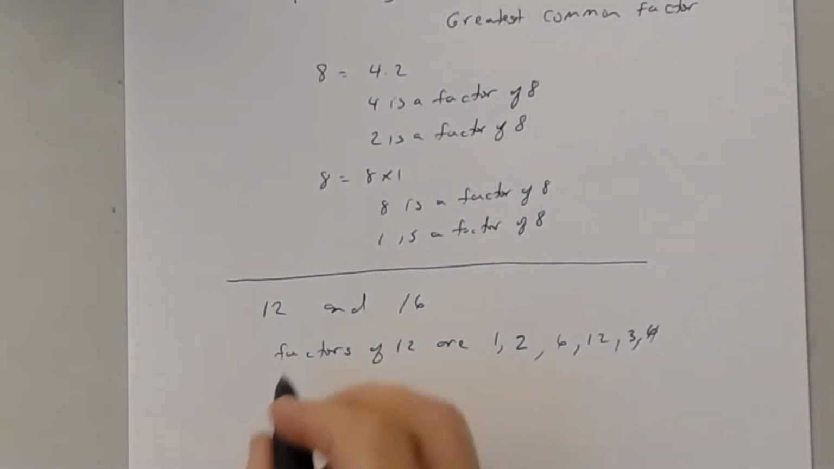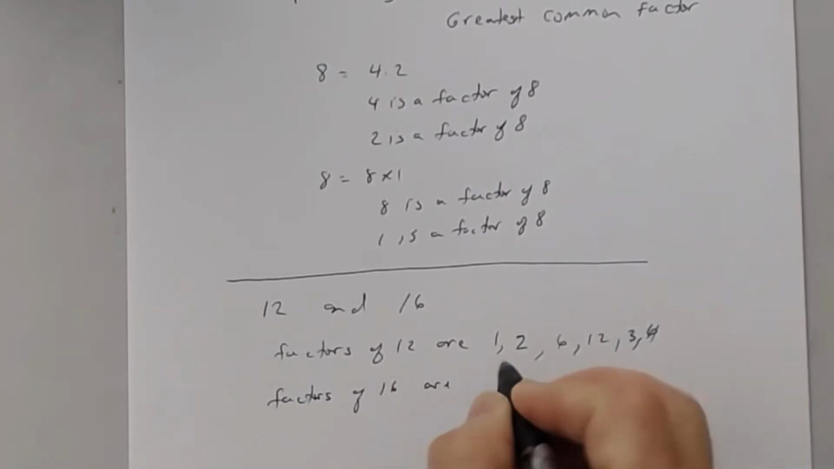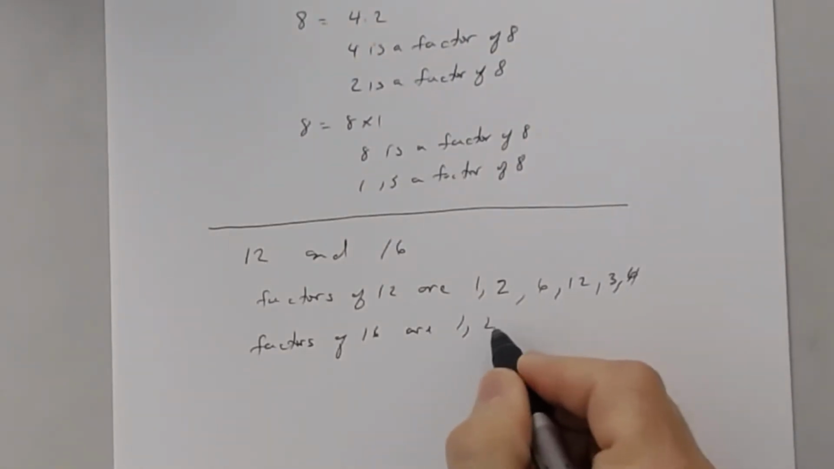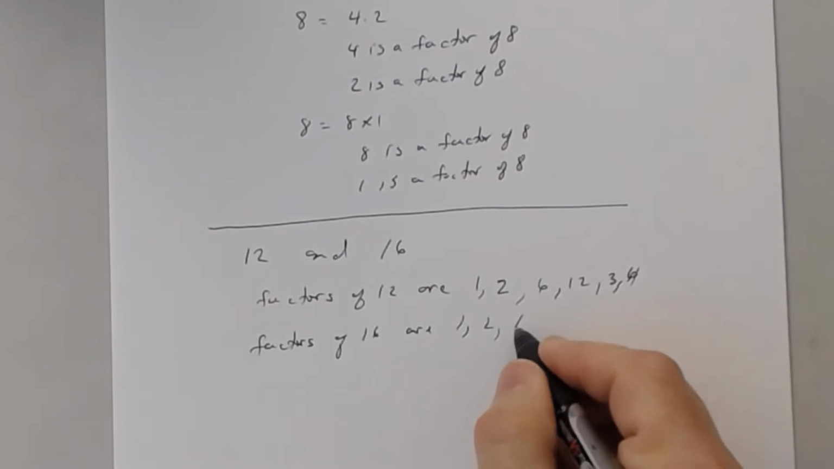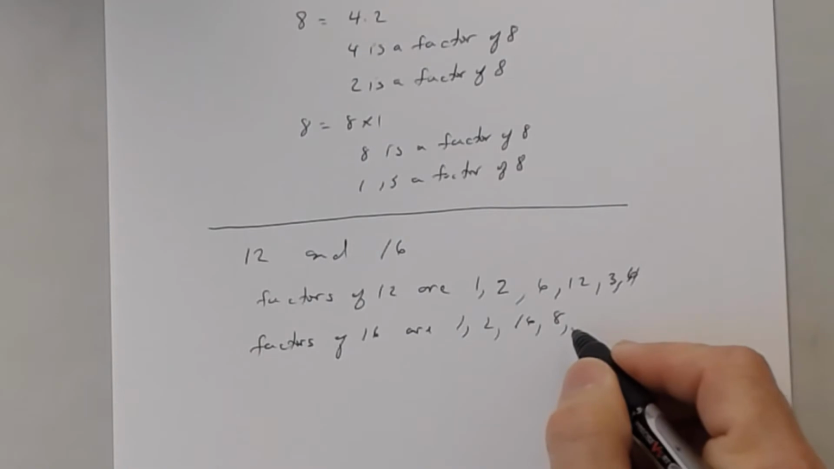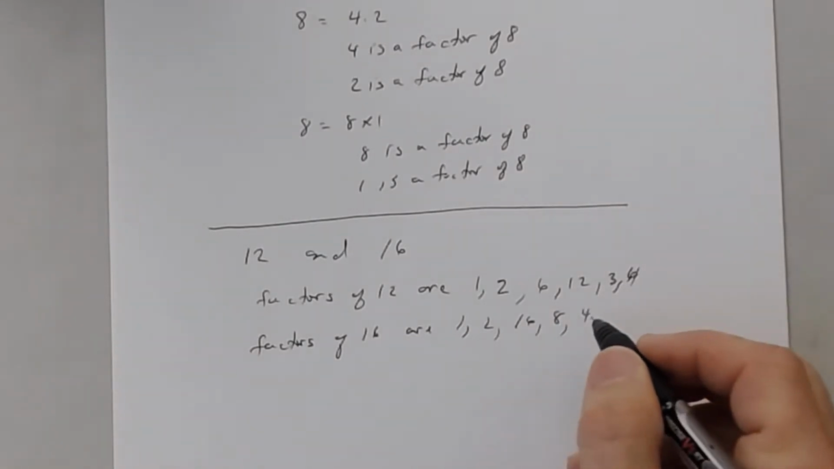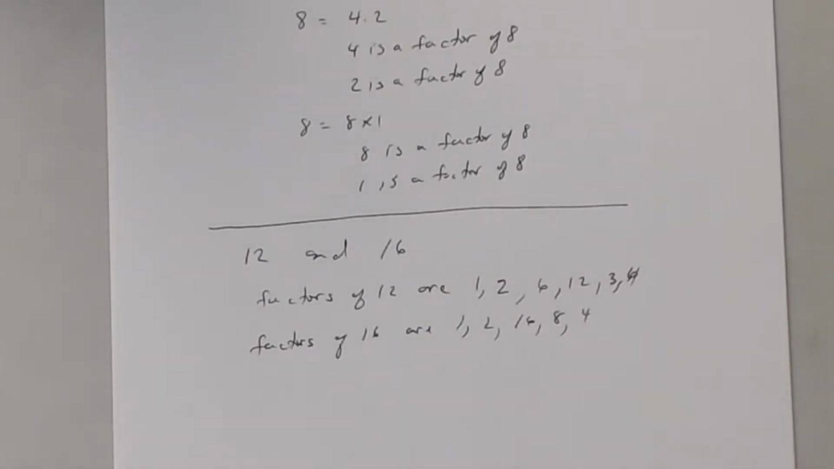All right. What are the factors of 16? 1, 2. Let's do 1 times 16, so it'll be 16 as well, right? 2 times 8, 3 is not, 4 is, 4 times 4, you only list it once, 5's not, 6 is not, 7 is not, and that's it, because 8 we already have listed. So how many factors of 16 are there? 5. Okay. So you understand what factors are?